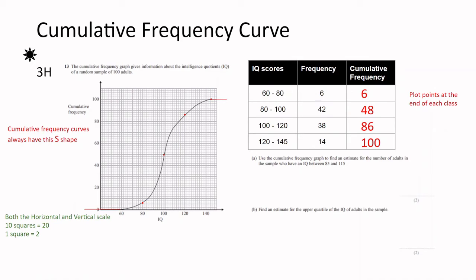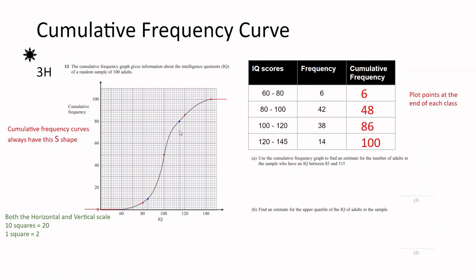So now all of this was actually done for you for this question. So let's get started now with part A. Use the cumulative frequency graph to find the estimate for the number of adults in the sample with an IQ between 85 and 115. Now take care not to confuse your IQ with your cumulative frequencies. My IQs are down here, and 85 is just 2.5 squares past 80, and 115 is just 2.5 squares down from 120, so about here.